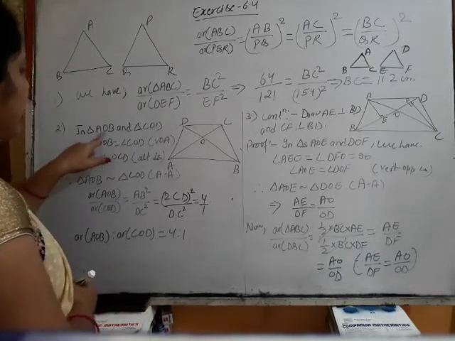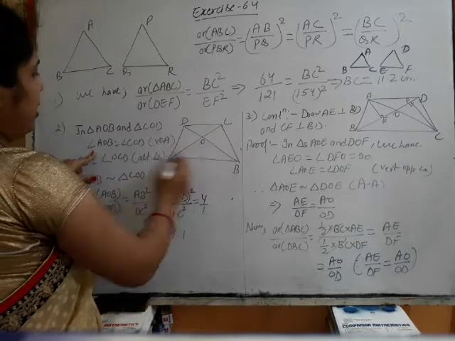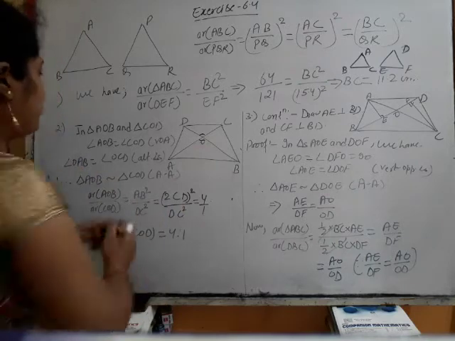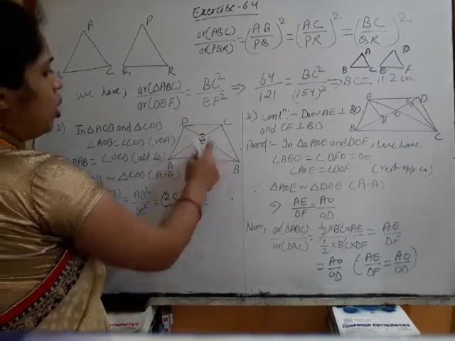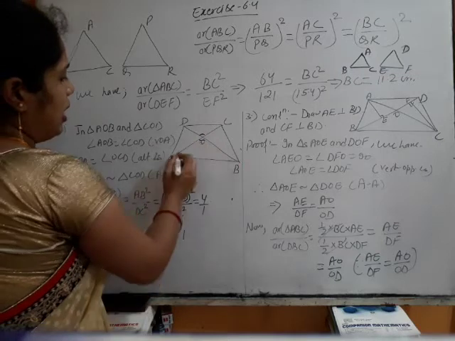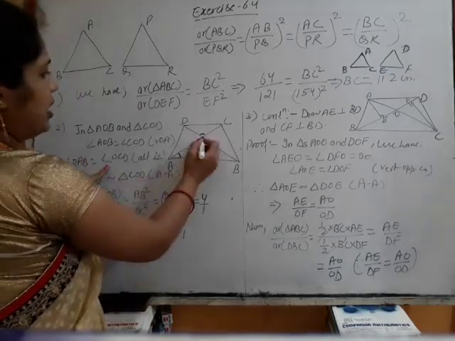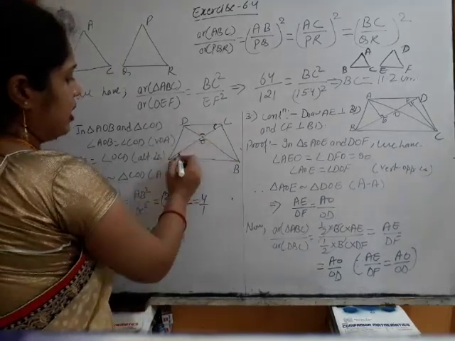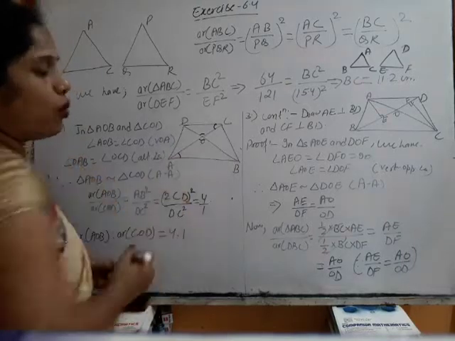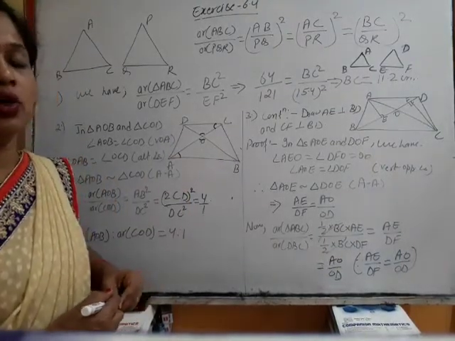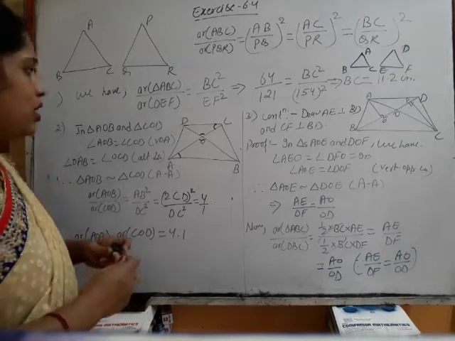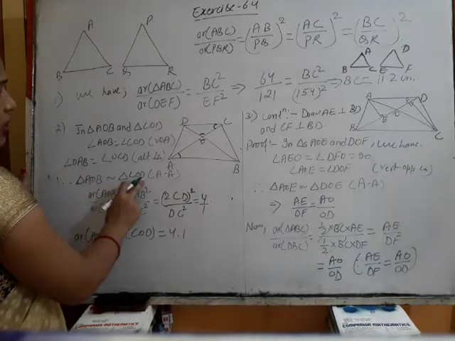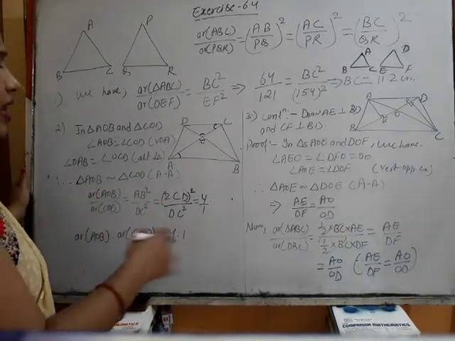In triangles AOB and COD, angles AOB and COD are vertically opposite to each other, so they will be equal. And then angle OAB and angle OCD, since in the question it is given AB parallel to CD, so this angle is equal to this angle. Why? They are alternate angles, so they are equal to each other. So triangle AOB is similar to COD by AA similarity.